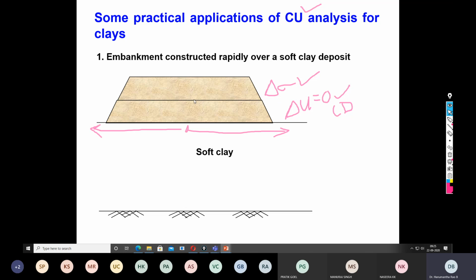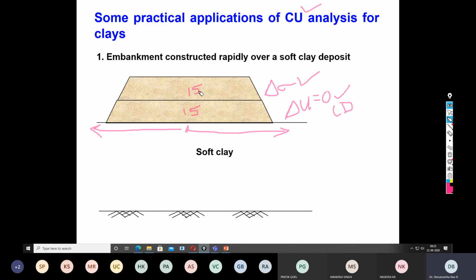Okay, so this is 3 meter, this is 3 meter. From day 1, say this took 15 days and this took another 15 days. So total 30 days. That means you took a solid 1 month time to prepare this surcharge load.